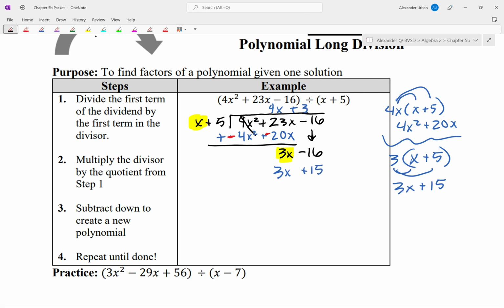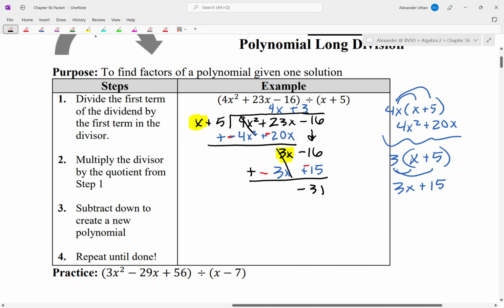And like I said before, we are going to subtract, but that really means we are going to add the opposite. So this is minus, and that's a negative, or minus, minus. And I am going to add the opposites down. So I have no more x's, which is good. I didn't want that. But I'm going to end up with -31 as a remainder.